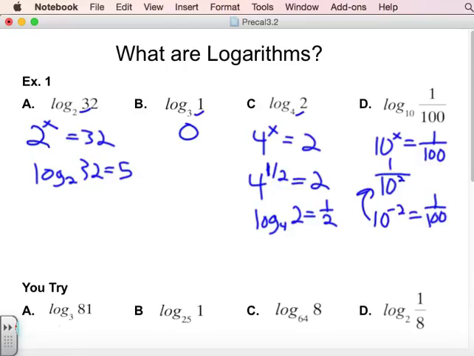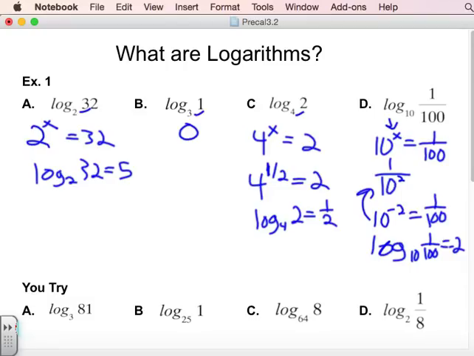So then obviously x, or log base 10 of 1 over 100, would equal -2. Because I've got to raise 10 right here to -2, and that'll bring it to the bottom of a fraction, and that'll make it 1 over 100.